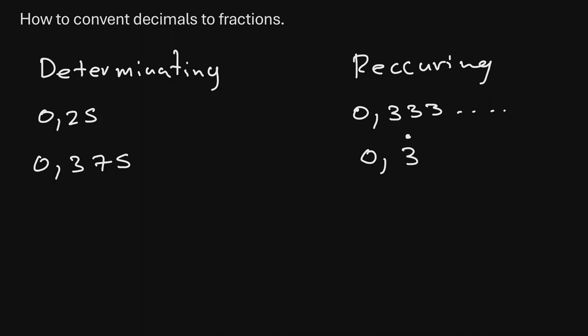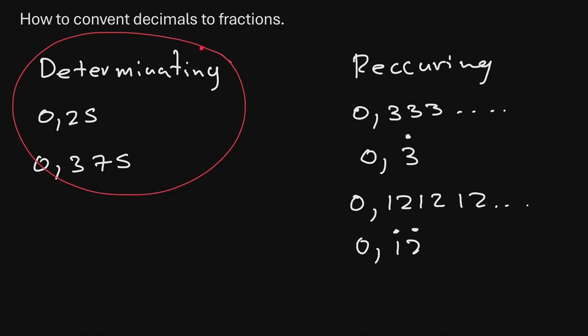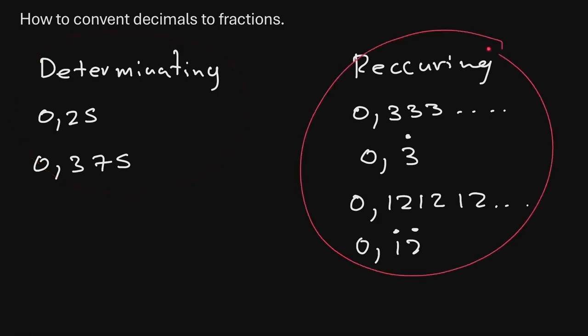So now you can also have recurring numbers that have different numbers that repeat. For example, you can have 0.121212. So you see now this pattern is continuing like that with 1212 after a comma. So we can also write this as 0.12, and then we show that the 1 and 2 are recurring. So that is a difference between a determinating and a recurring decimal number.